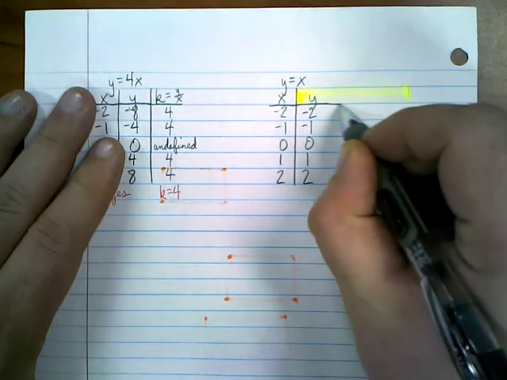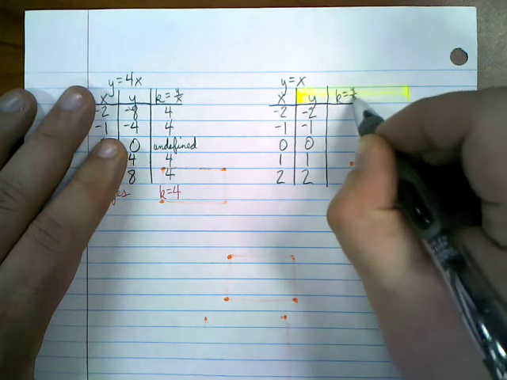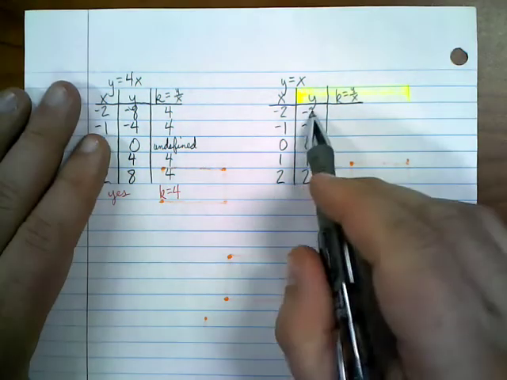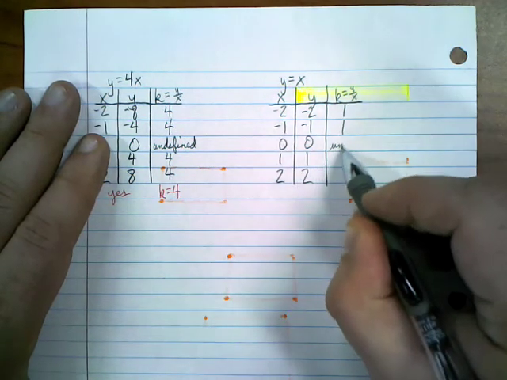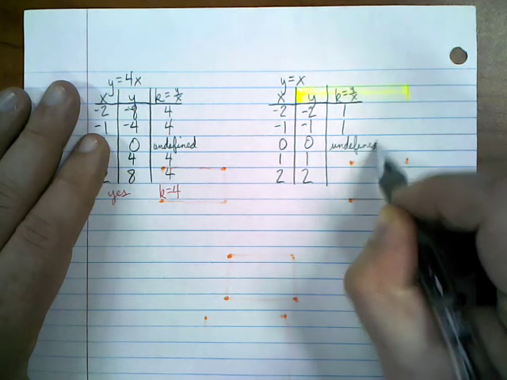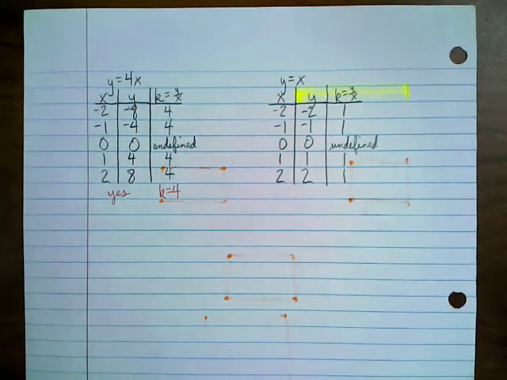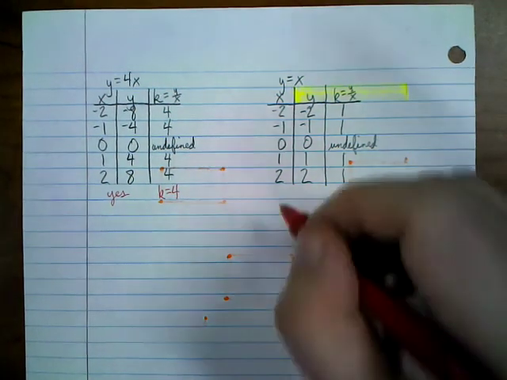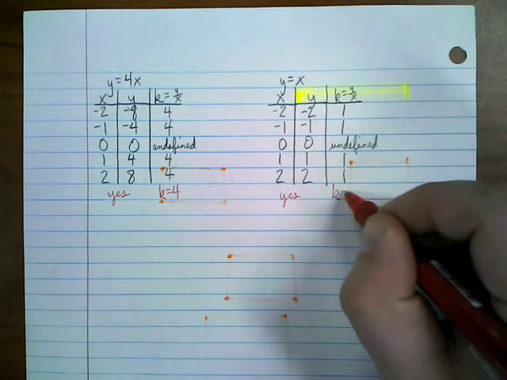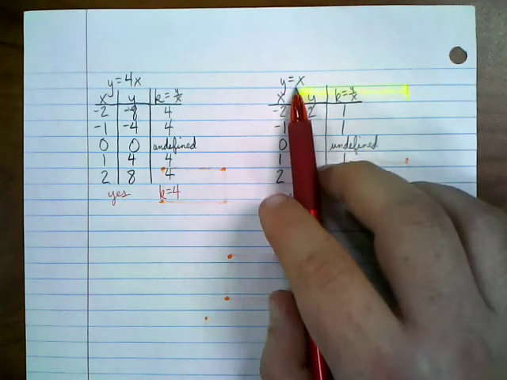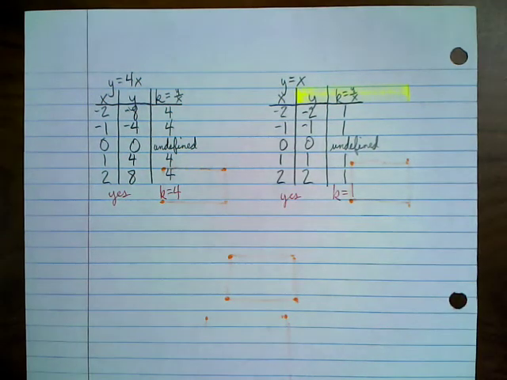And so if I add on my extra column, my k column, negative 2 divided by negative 2 is 1. Negative 1 divided by negative 1 is 1. 0 divided by 0 is undefined. 1 divided by 1 is 1. 2 divided by 2 is 1. So is this a direct variation? Yes, it is. And the constant value is 1. Because remember, what's the hidden number that would be in front of this x? It would be a 1x. So yes, that is a direct variation.